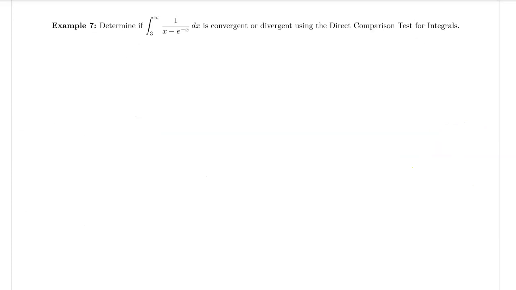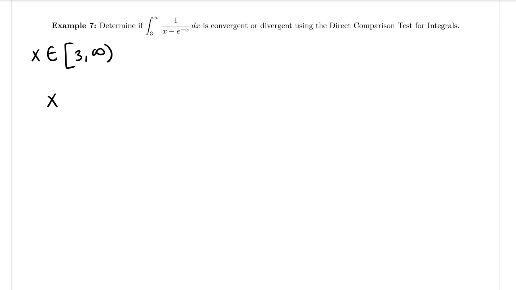Example 7 says, determine if the integral from 3 to infinity of 1 over x minus e to the negative x dx is convergent or divergent using the direct comparison test for integrals. So let's recognize that the x values that we're looking at are on the interval from 3 to infinity. And I want to start off by thinking about just the value of x.